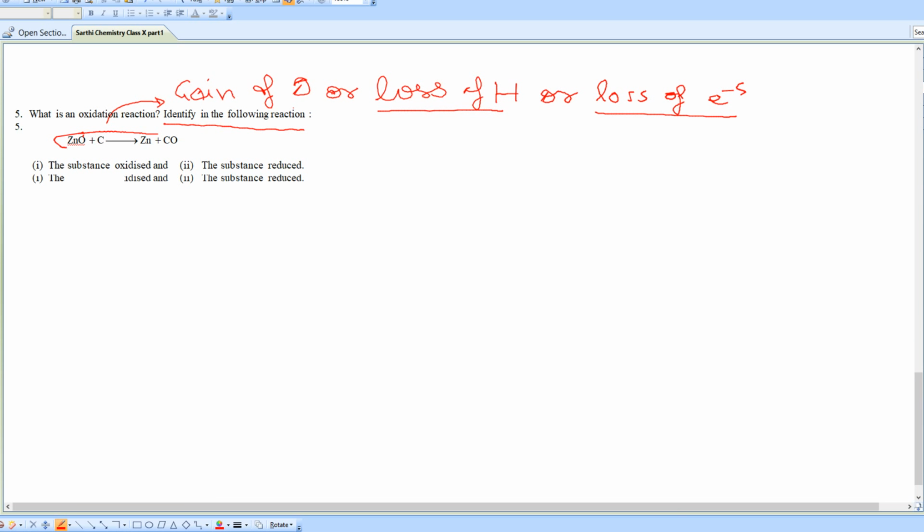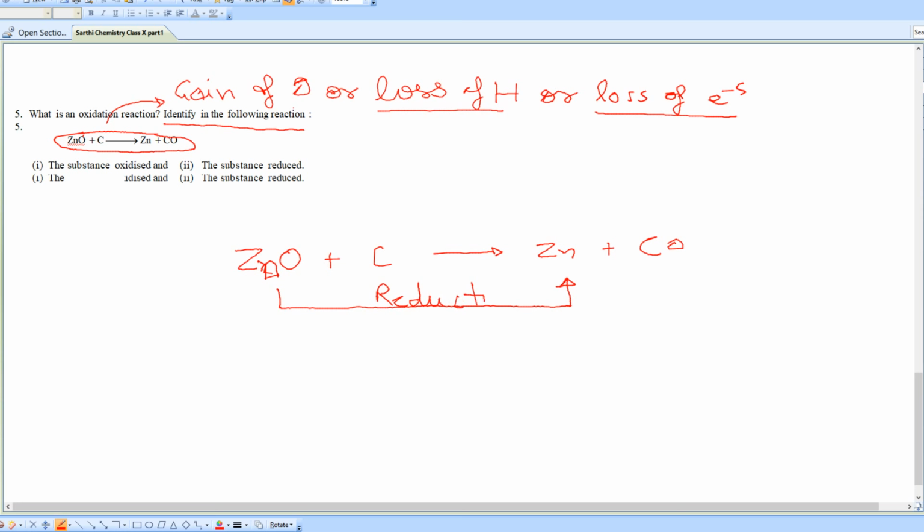Now, we have ZnO plus C gives zinc plus carbon monoxide. So, we are reacting zinc oxide with carbon to form zinc plus carbon monoxide. Here we can see that zinc oxide is getting rid of oxygen. So there is a loss of oxygen, so definitely this is reduction. There is reduction of zinc oxide because it is getting rid of oxygen.